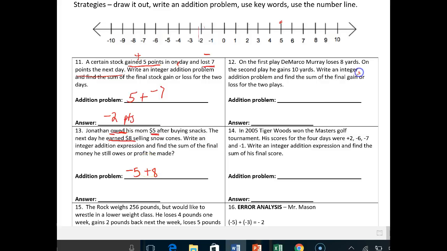So we can first start by moving left 5 times. 1, 2, 3, 4, 5. And then moving right 8 times. 1, 2, 3, 4, 5, 6, 7, 8. So he made a profit of $3. Right? He no longer owes his mom any money. He paid her all back, and he's left with $3 in profit, positive profit.